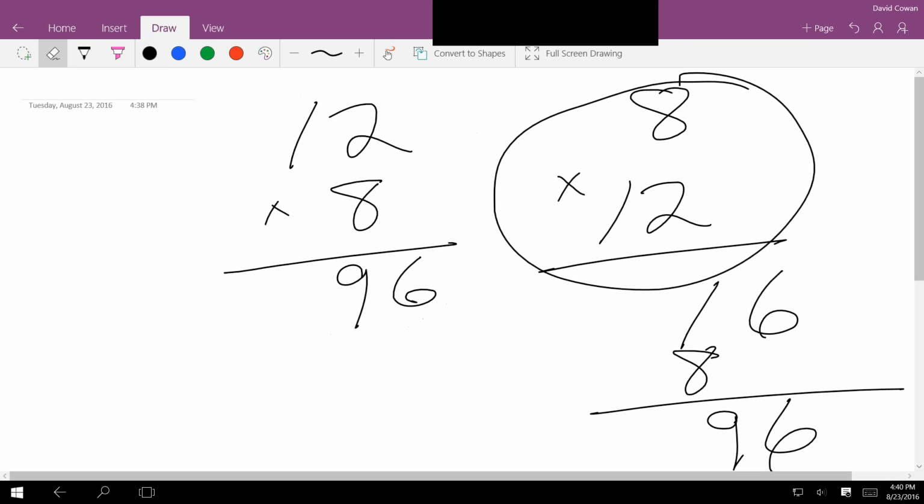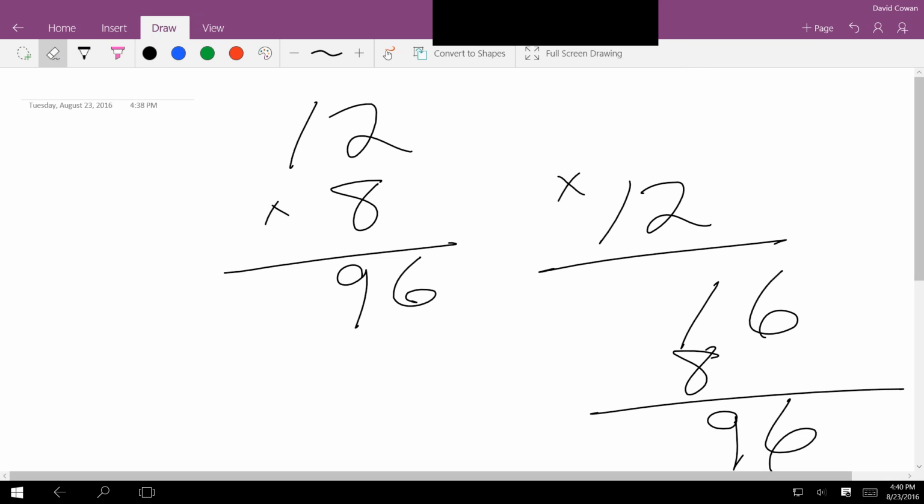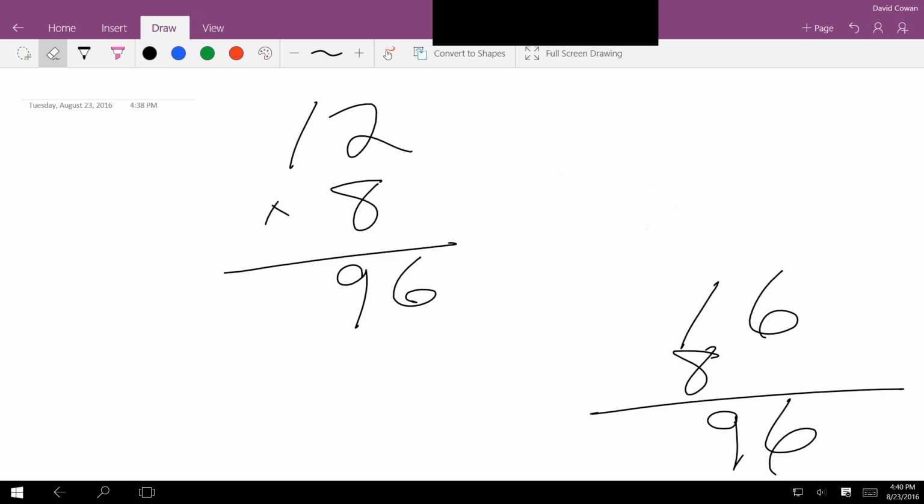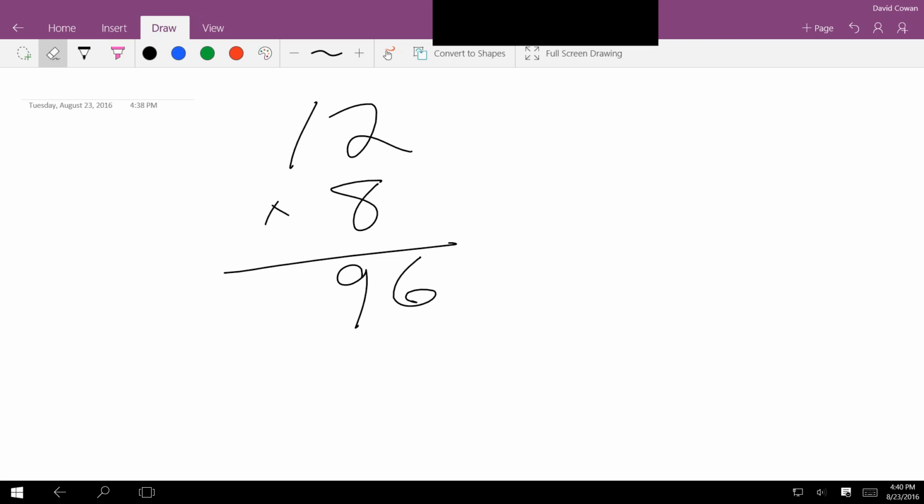But this is not even one that I would expect you to memorize. I don't expect you to know that 8 times 12 is 96. You don't need to know that. What you need to know is that 8 times 2 is 16, and 8 times 1 is 8. That's all you need to know. You see why?